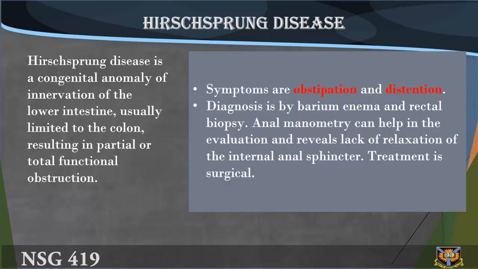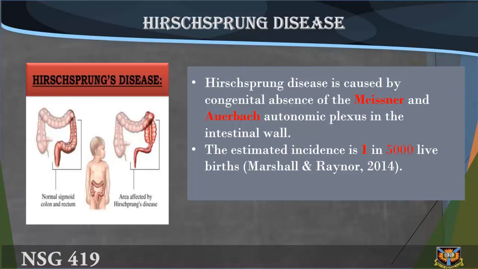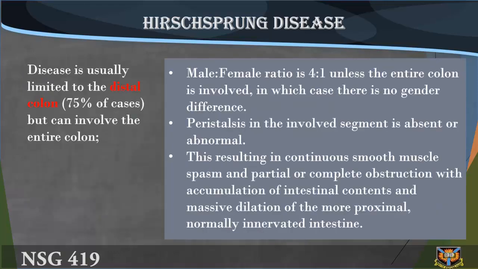Treatment is surgical. Hirschsprung disease is caused by the congenital absence of the Meissner and Auerbach autonomic plexus in the intestinal wall. The estimated incidence is 1 in 5,000 live births (Marshall and Rayner, 2014). Disease is usually limited to the distal colon, 75% of cases, but can involve the entire colon or even the entire large and small bowels. The denervated area is always contiguous.